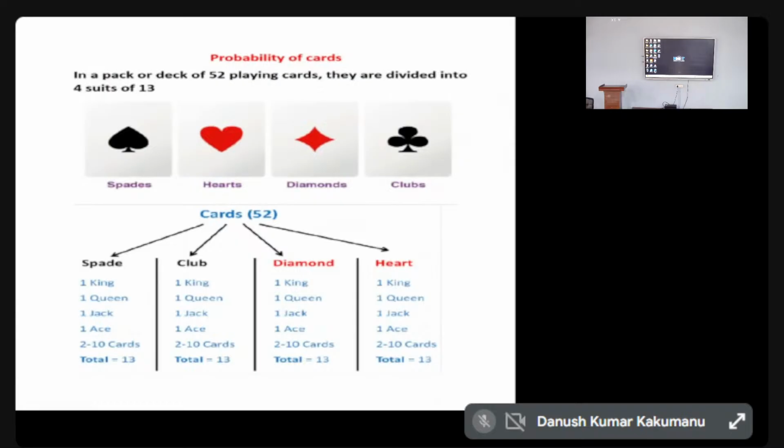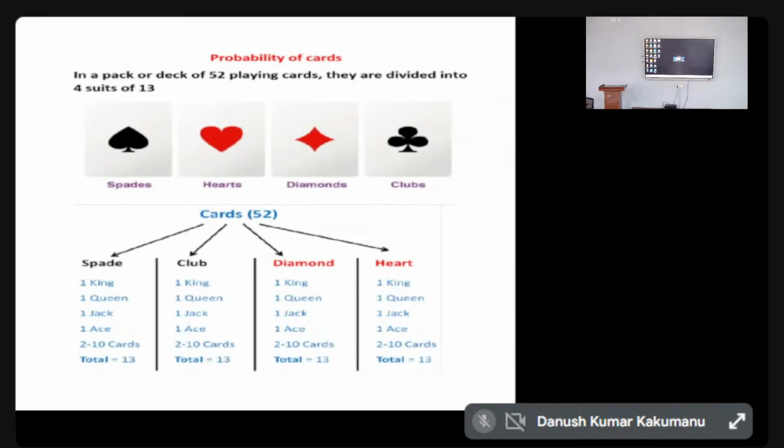Now, this is related to cards. Generally, you should have a basic idea about cards also. Then you can solve card related problems easily. Some of you have a very good idea of playing cards, but some of you may not. Generally, a total of 52 cards are divided into 4 suits: spade, heart, diamond and club. Two of them are red, two are black. Out of 52, 26 are red cards and 26 are black cards. Each suit has 13 cards.